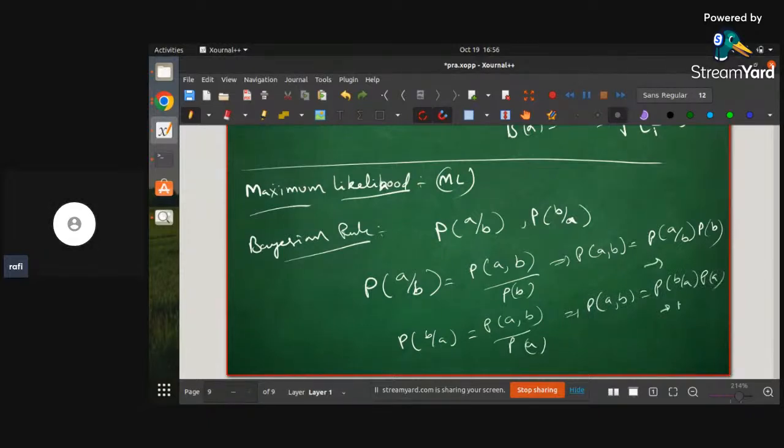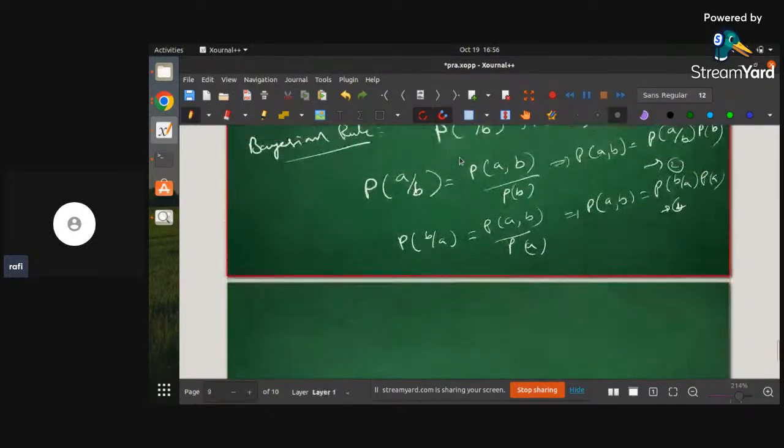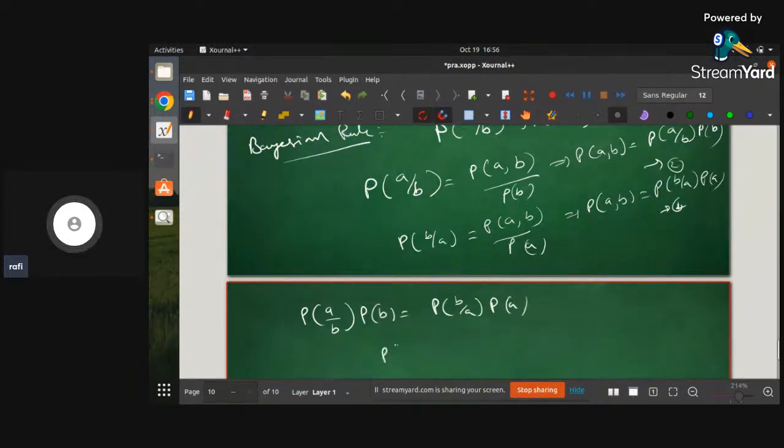When you equate these two equations, probability of A given B into probability of B equals probability of B given A into probability of A, or probability of A given B equals probability of B given A into probability of A by probability of B. So this is called the Bayes rule.